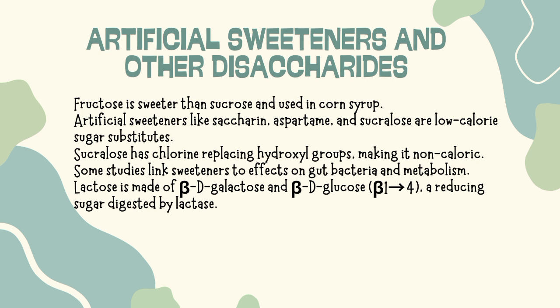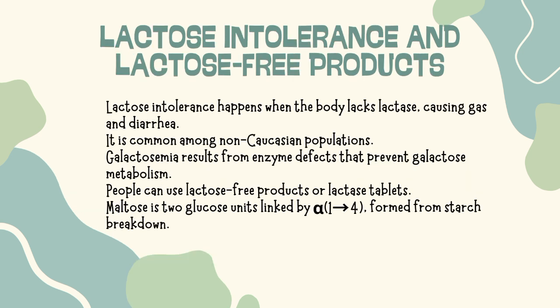Lactose, milk sugar. It is a natural disaccharide made of beta-D-galactose and beta-D-glucose, linked beta 1 to 4. It is a reducing sugar that the enzyme lactase helps digest in the small intestine. Intolerance and lactose-free products. Lactose intolerance happens when the body doesn't make enough lactase, the enzyme that breaks down lactose, the milk sugar. Without it, lactose stays undigested, causing gas, bloating, and diarrhea.